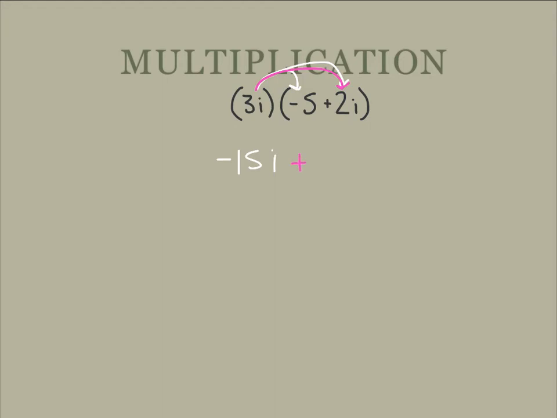And then what's 3i times 2i? How many i's do we have when we're multiplying now? So 6i squared. Awesome. So anytime we have an i squared, what do we change it to? Negative 1. So what's 6 times negative 1? Negative 6. So this is negative 15i minus 6, but how do we want to write it? With the 6 first. So negative 6 minus 15i. So you always want to write the real number first.